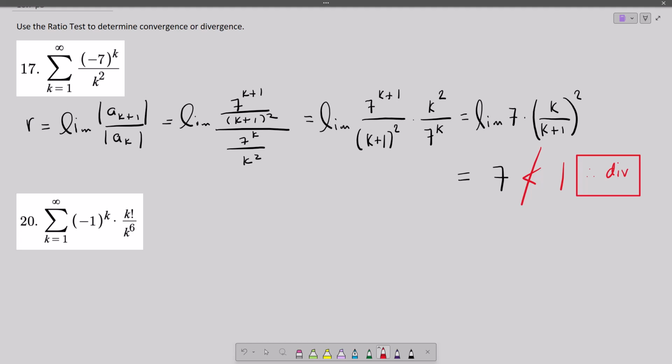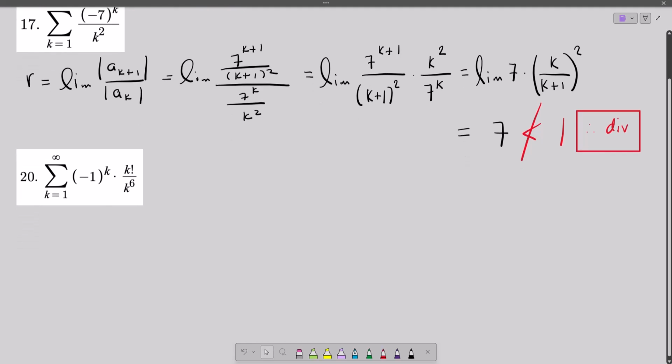For the ones with negatives, is it absolutely convergent or conditionally convergent? It's always absolute because we did an absolute value here. Remember that if a series converges absolutely, it also converges regularly. So when we do these absolute values, we are determining whether it's absolute or not. All right, you all try this one.